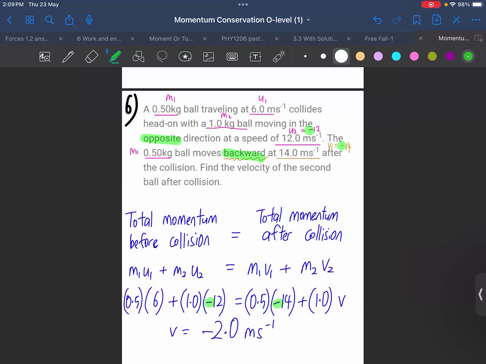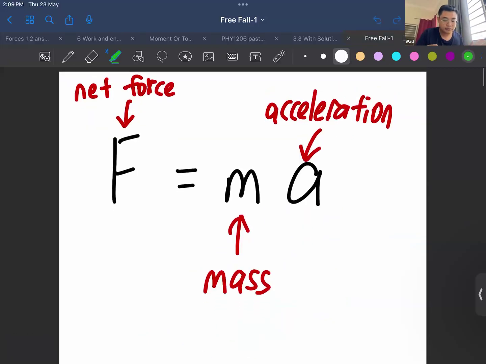Okay, so we have spent the first 10 minutes to revise everything that we learned yesterday. So make sure you are able to overcome the difficulties. Now let's move on to free fall today.